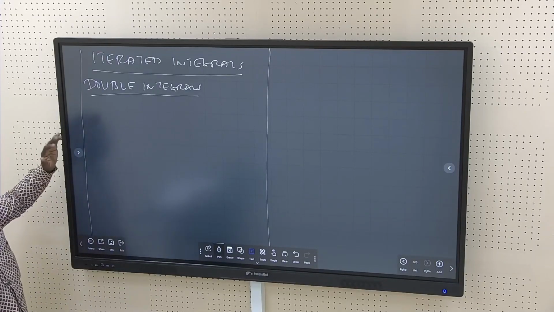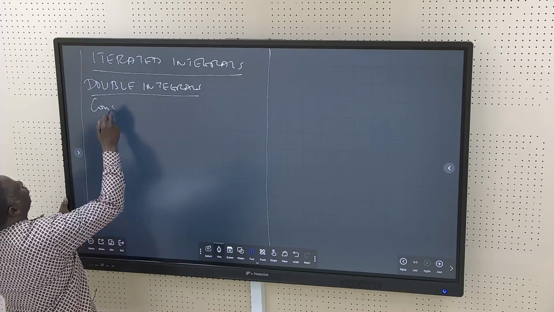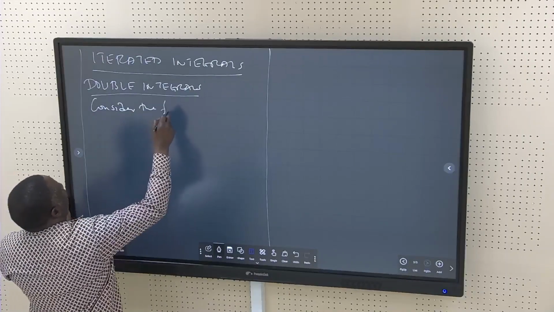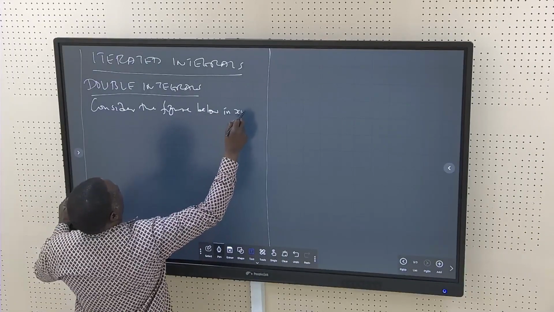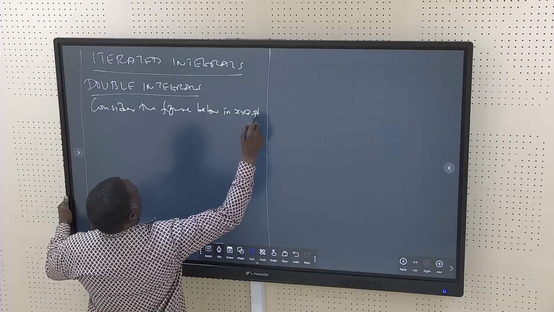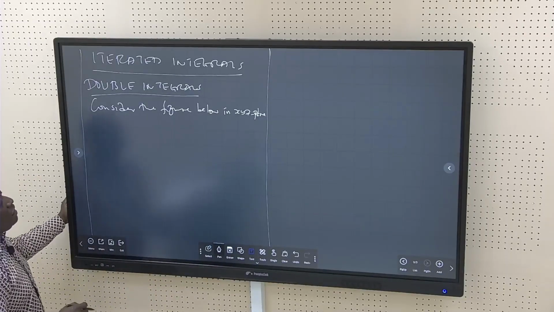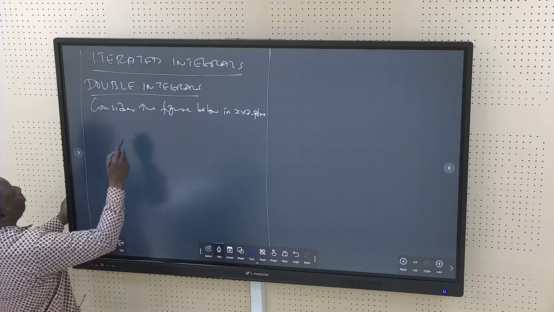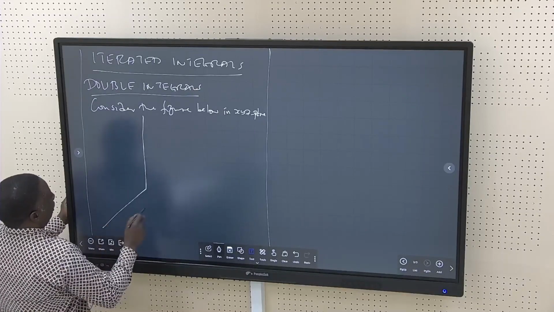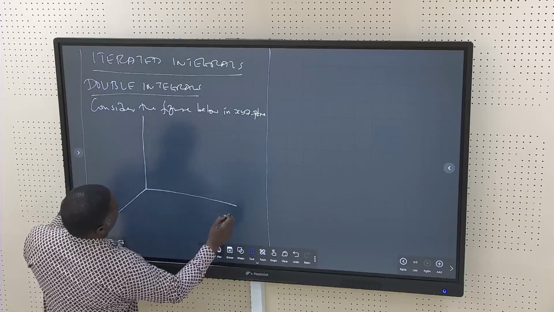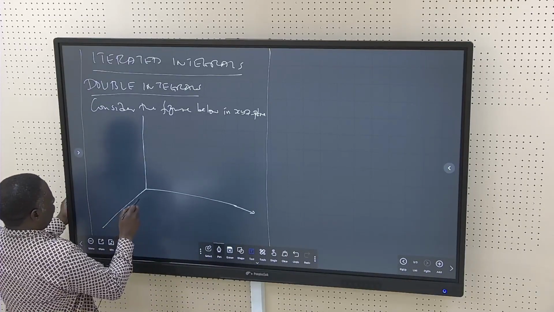plane. Now here we consider the xyz plane. So consider the figure below in xyz plane. So let us see how our figure will look like in xyz. Okay, so let us have this figure.